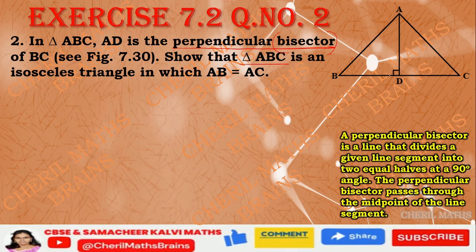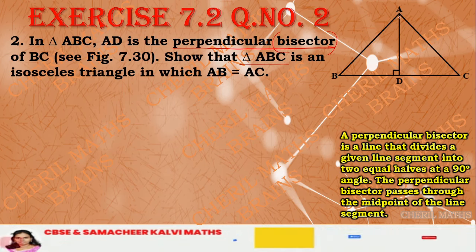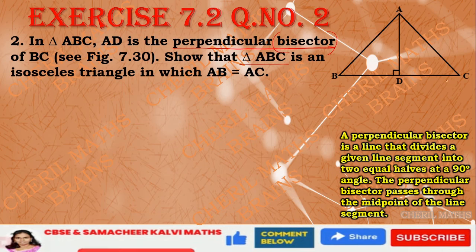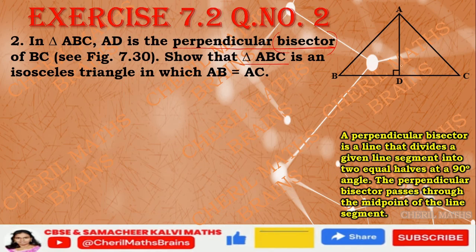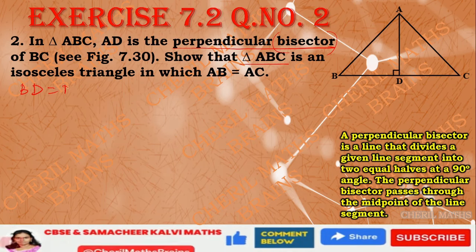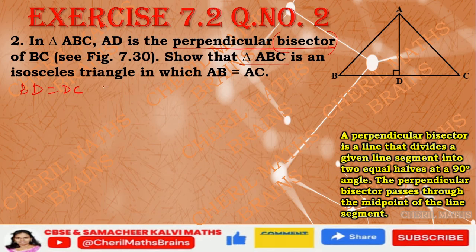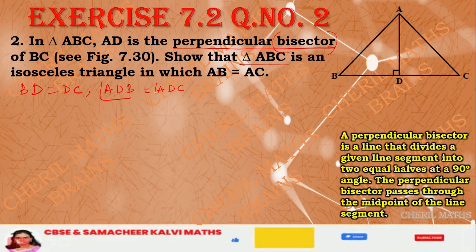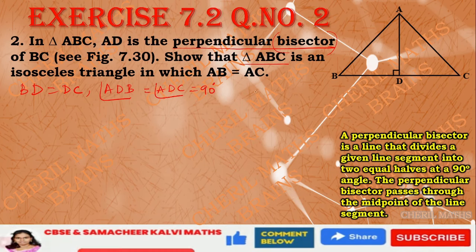Which line segment? This line segment BD. This line is going to divide this line segment into two equal halves at a 90 degree angle, and this will pass through the midpoint of the line segment. That is just another meaning of dividing into two equal halves. So we are given that BD is equal to DC, and we know that it is a perpendicular bisector. So angle ADB is equal to angle ADC, which is equal to 90 degrees.